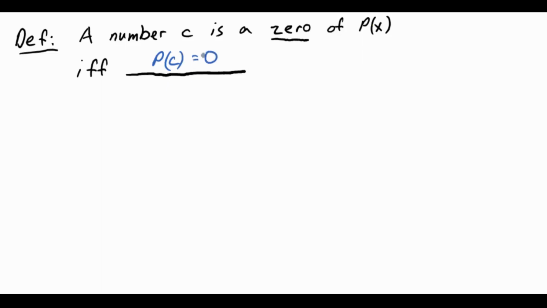And for real numbers, that's characteristic of x-intercepts, right? If you can plug in a number and get 0, then the point that you get from the input and the output, that's an x-intercept. So as long as c is a real number, c comma 0 is an x-intercept. So zeros and x-intercepts go together like peanut butter and jelly. Okay.